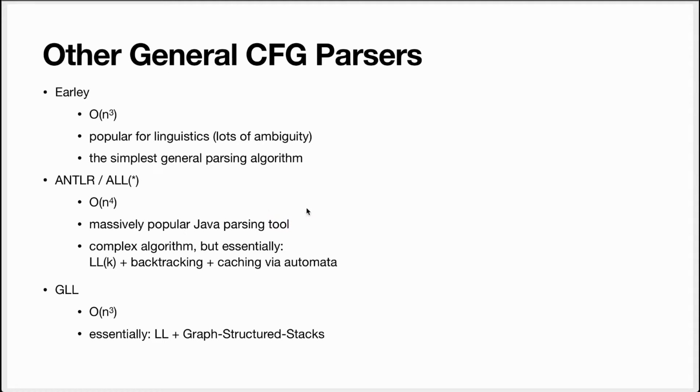Then you have ALL(*), or Adaptive LL(*). This is used in the tool called ANTLR, and this is a massively popular Java parsing tool. The algorithm is pretty complex, but if I had to summarize it, it uses LL(k), then it goes to backtracking when LL(k) is not enough. So basically, it sort of works like PEG, but that gives it exponential complexity in the worst case. And so to stay polynomial, because the algorithm is O(n^4), it basically builds automata on the fly to perform caching.